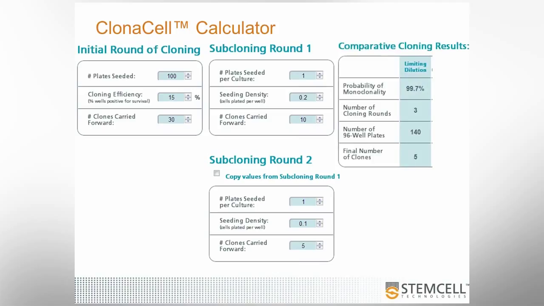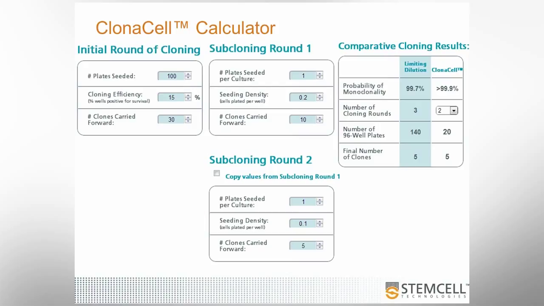So for this protocol, you'd be expecting a probability of monoclonality of about 99.7%. And again, this is achieved through 3 cloning rounds using 140 96-well plates. If instead of limiting dilution, you went with semi-solid cloning, in only 2 rounds of cloning, you'd be expecting a probability of monoclonality of over 99.9%. And again, the numbers that are estimated using this calculator are an underestimate for semi-solid cloning of the probability of monoclonality you could expect to achieve in practice.